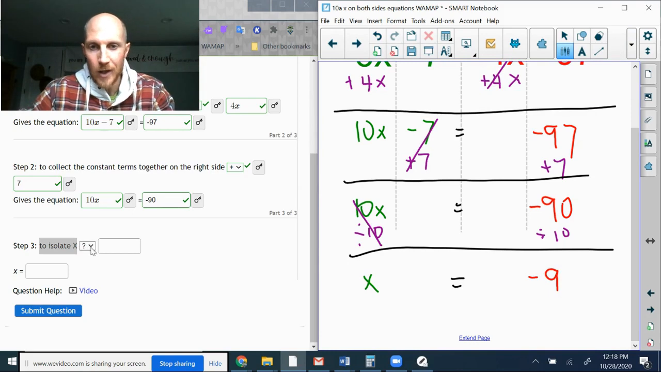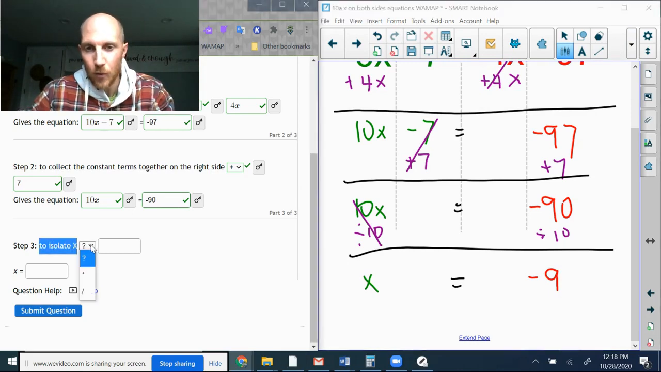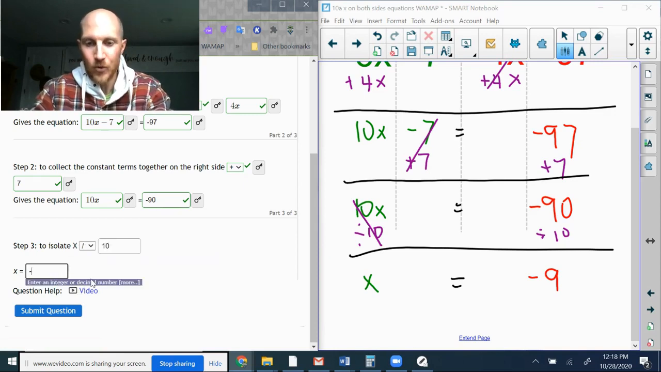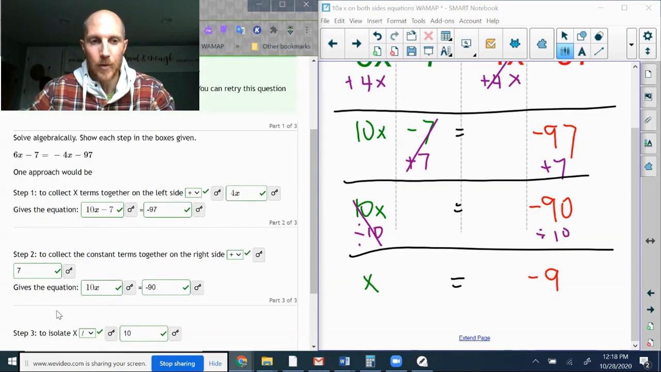So I need to record the work I just did. What operation did I just perform? Well, it was division. The star is multiplication, the little slash, that means divide. So I'm going to select divide. I divided by 10. 10 goes in here. Final solution was negative 9. Submit. Yay!